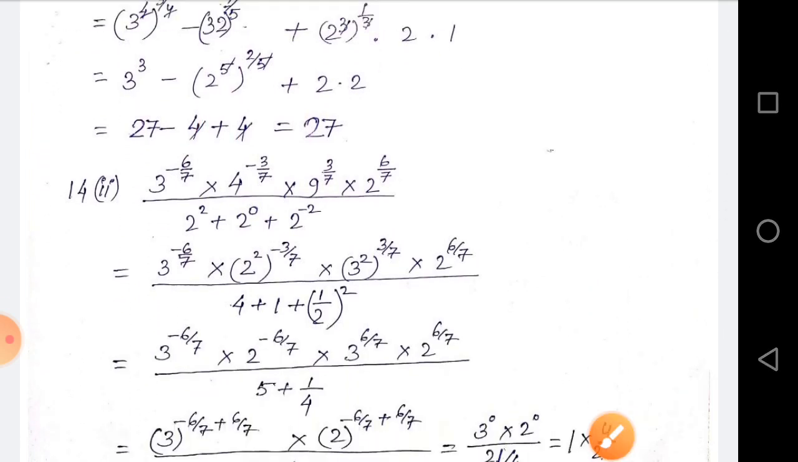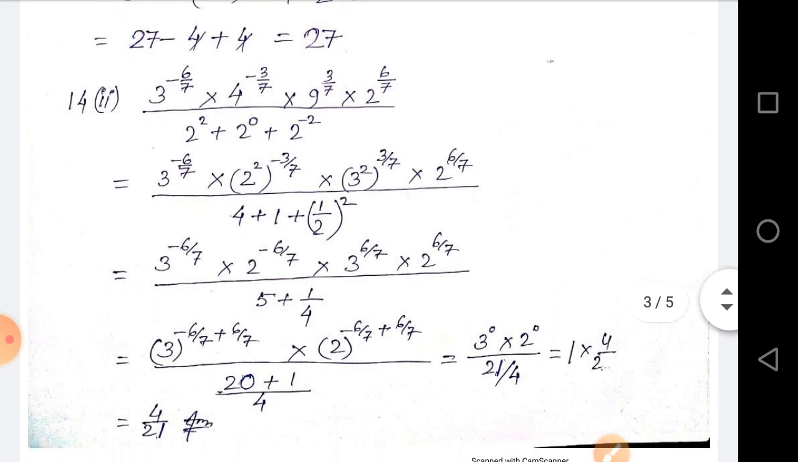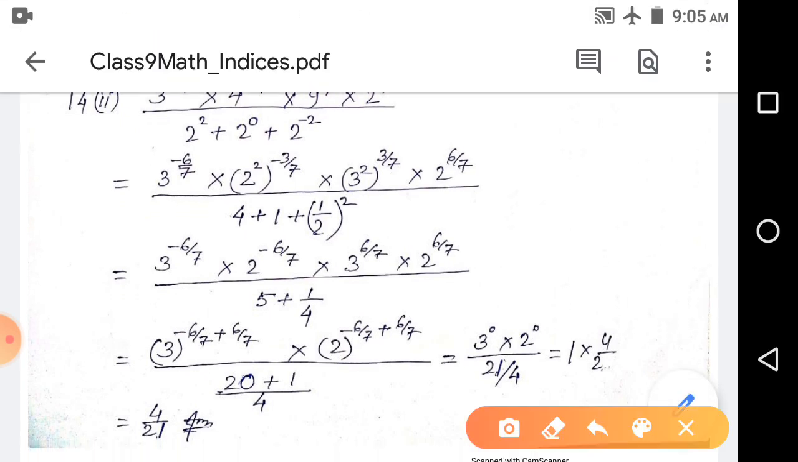Question number 12, 13 you should try to solve. Here the question number 14, bit 2 is explained. So see this explanation.